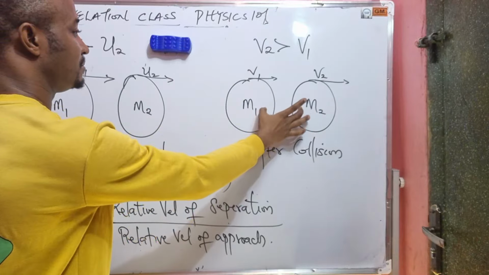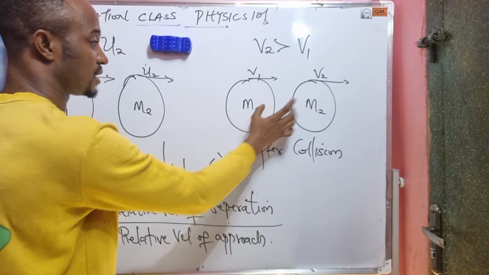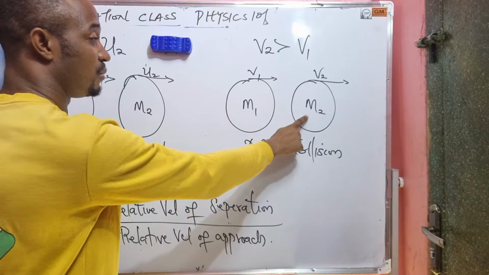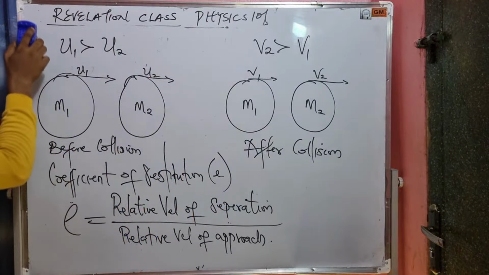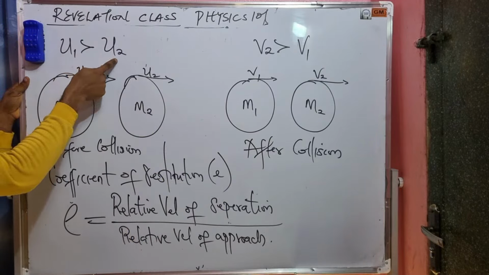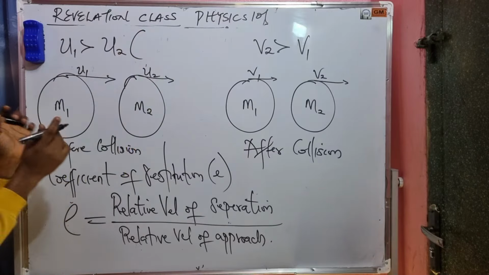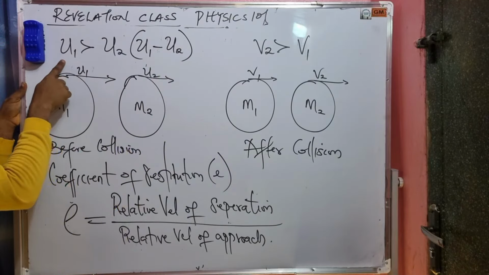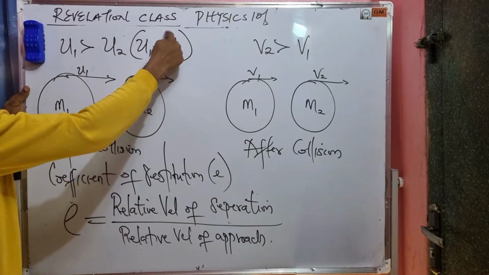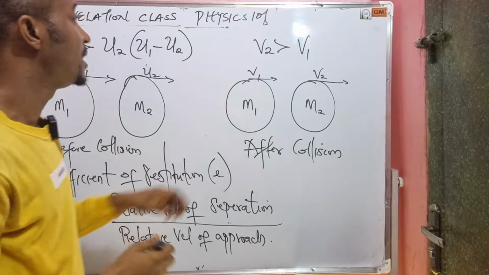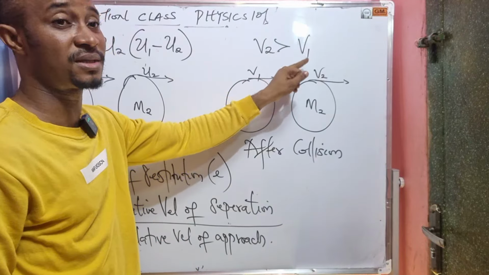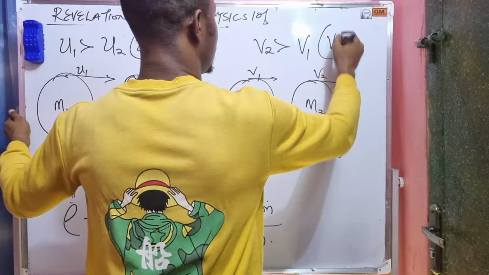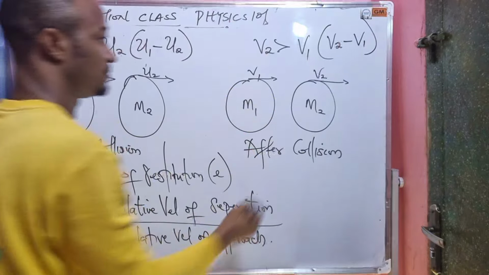Yeah, we call this stage separation. Separation, meaning M2 is separating from M1, or M1 is separating from M2. So if U1 is greater than U2, what is the relative difference? It simply means U1 minus U2. Since U1 is greater than U2, I can only subtract U2 from U1, right? If V2 is greater than V1, the relative difference will now be V2 minus V1.